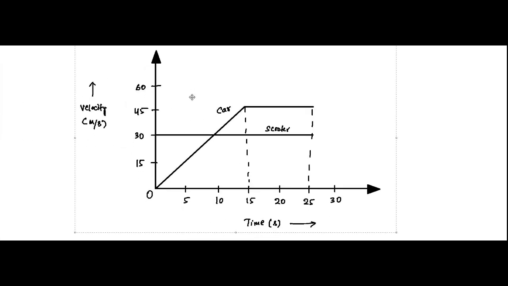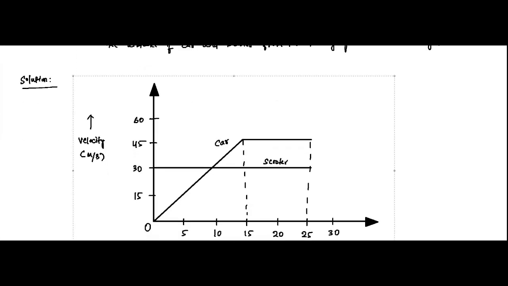Okay, so let us mark the different points so that it becomes easy for us to analyze it. This is the starting point O. Then let's say this point be A, this point be B, this point be C, D, then this point be E, F, G. You can mark it as per your choice, okay?